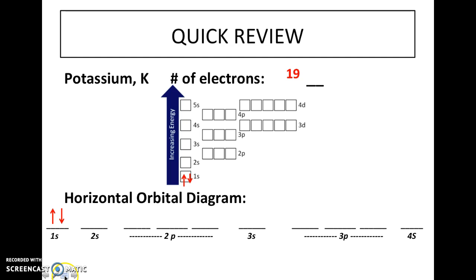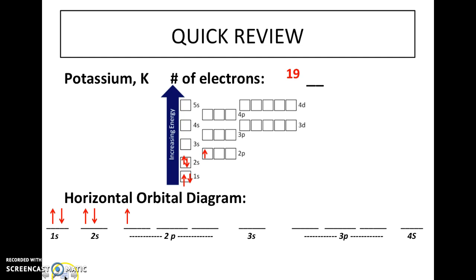So I filled up 1s. Now I'm going to go to the next orbital. We want to fill in the lowest energy levels first, so that puts us in 2s. Which rule tells us to start with the lowest energy levels before we move on to the next? If you said the Aufbau principle, you are correct. So we're going to 2s, filling that up, then to 2p.